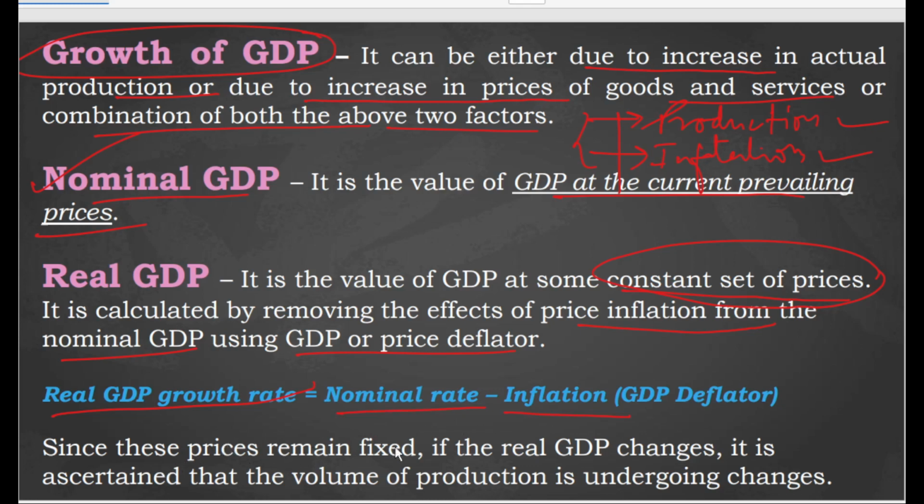Since the price remains fixed, it is the real GDP change. It ascertains that the volume of production is undergoing changes, right? So in the case of real GDP, the price remains fixed, and if any change occurs, that means production is undergoing changes.